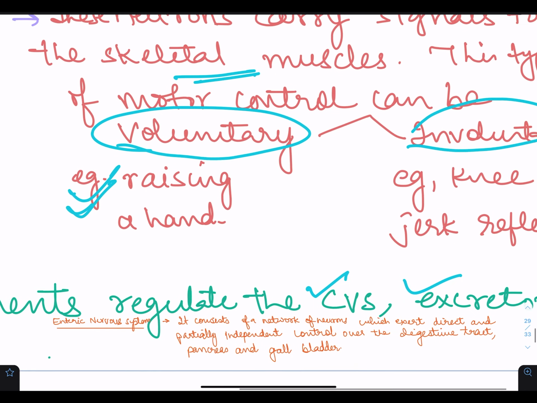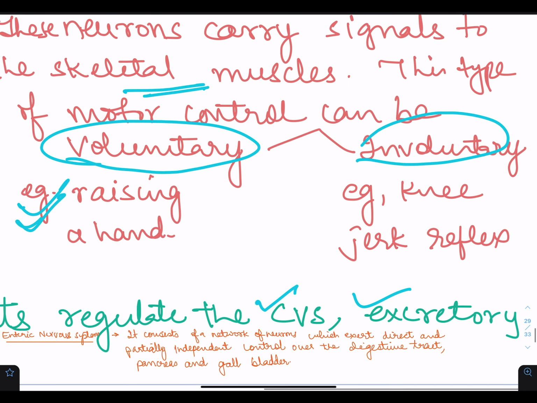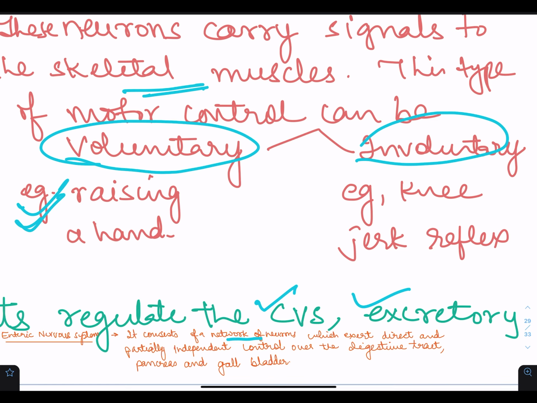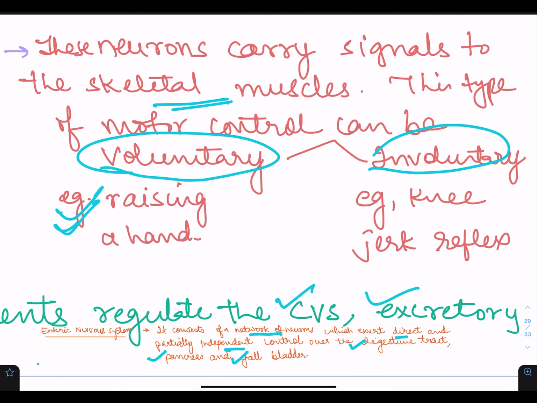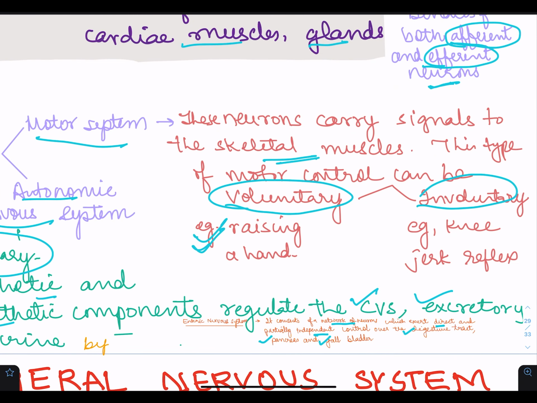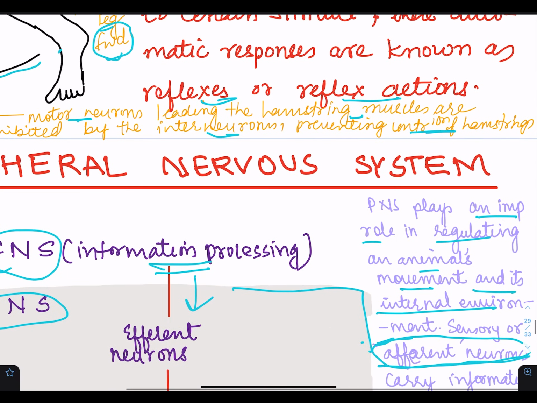Then the enteric system consists of a network of neurons which exert direct and partially independent control over the digestive tract, pancreas, and the gallbladder. So this was all about the structural organization of the nervous system.